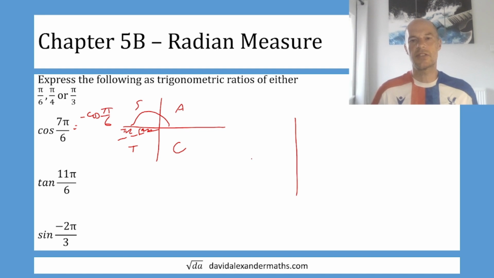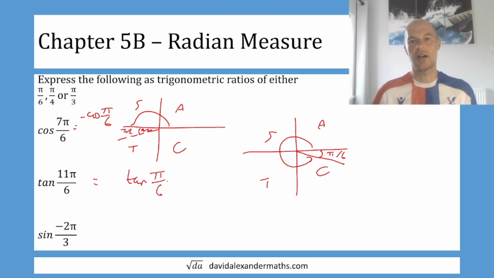Tan of 11 pi over 6, CAST. Okay, I know that 12 pi over 6 is the same as 2 pi. So we're going not quite all the way round because this is less than 2 pi. So this is 11 pi over 6, meaning that this is 1 pi over 6. So the tan of 11 pi over 6 is the same as either positive tan pi over 6 or negative tan pi over 6. This angle here is in the C quadrant, therefore cos is positive and all the others are negative.